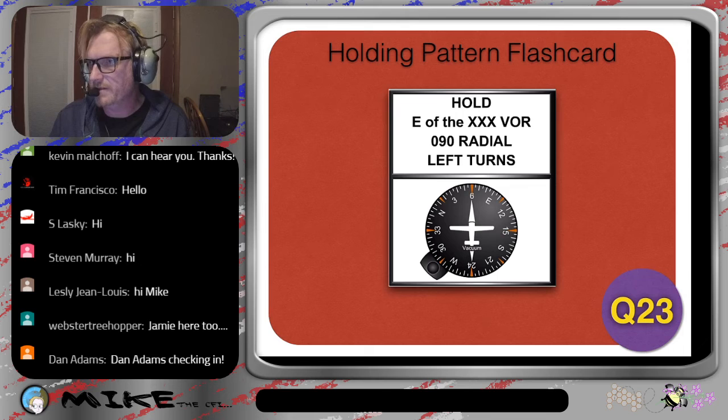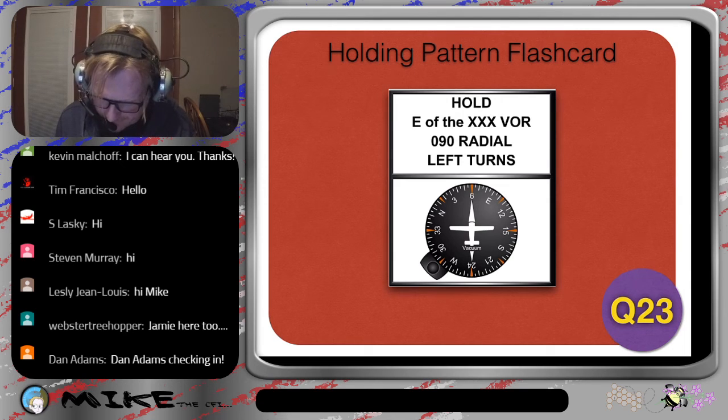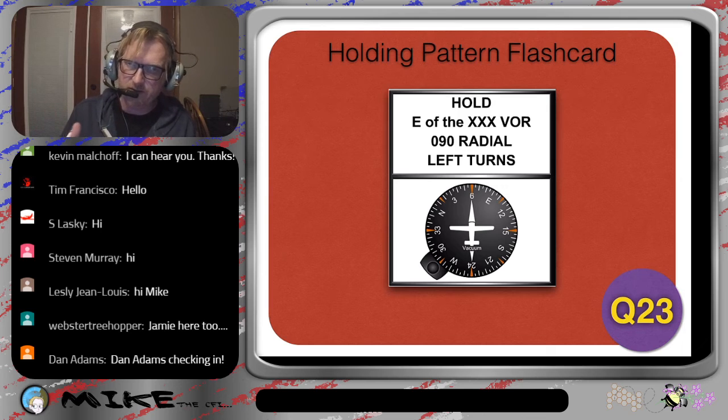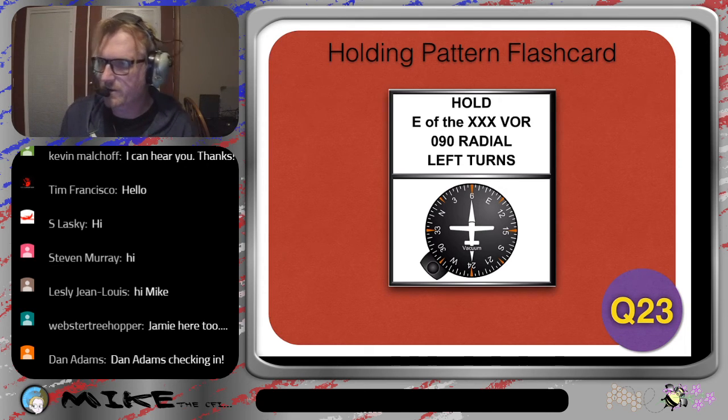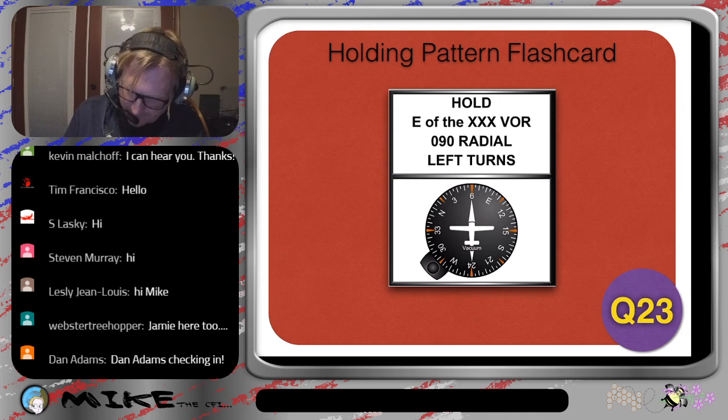Okay, so things to watch out for. If you get one that has left-hand turns, then you can still use the same techniques. It's just everything gets reversed. You got to do the mirror image of it. So here we're told to hold east of the VOR on the 090 radial, left-hand turns. So if we draw that out, we're going to draw our VOR. We're holding east on the 090 radial.